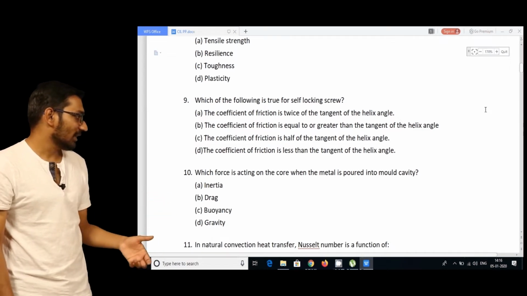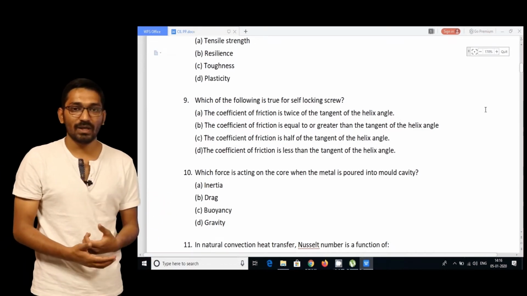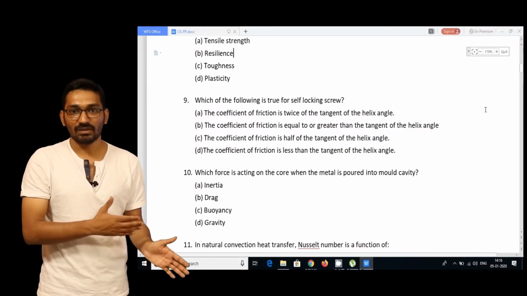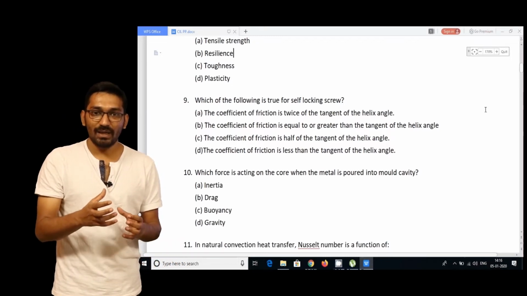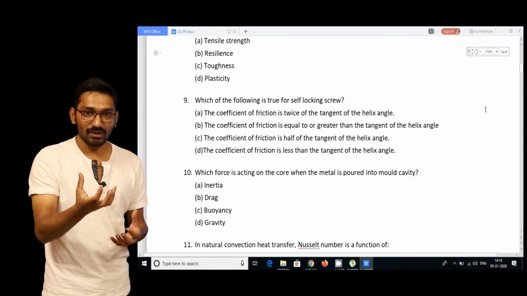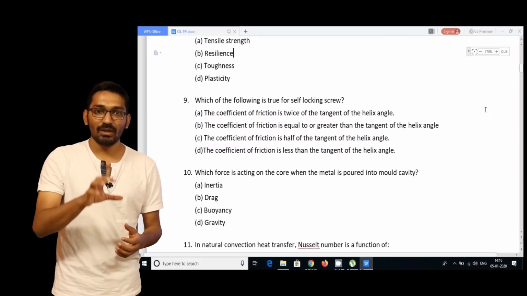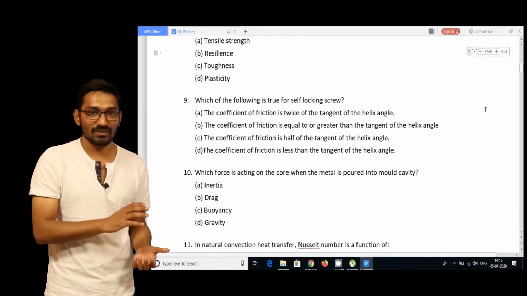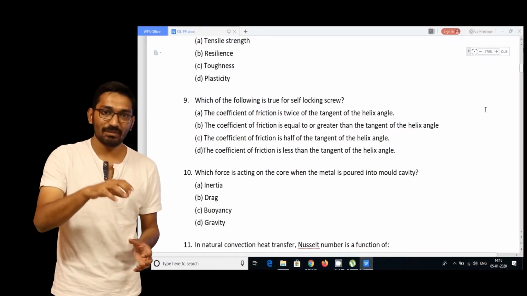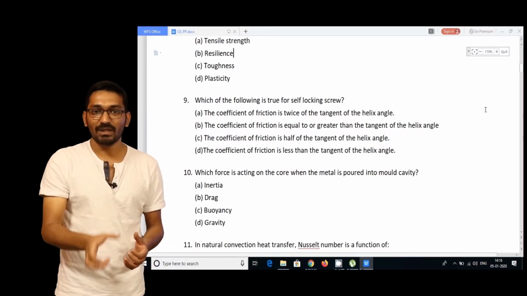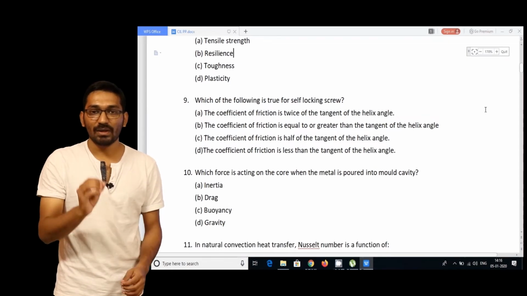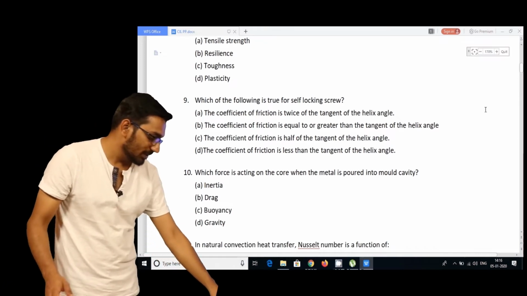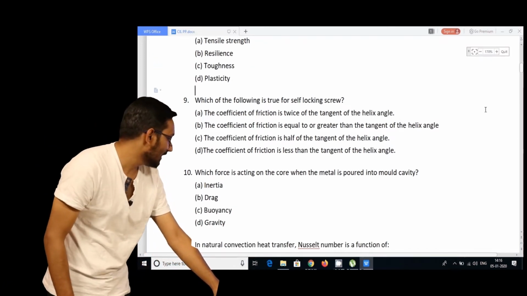Next is, which force is acting on the core when metal is poured into the mold cavity? Why is the core needed? This is a question on production engineering for the casting subject. Core is needed to make any hollow thing inside your casting. If you want to make some hollow tube or some hollow area inside your casting, for that core is needed. So if you pour metal, the core is completely submerged in that metal and a buoyancy force will be acting on that core. Right, so the option will be buoyancy force when the molten metal is poured inside the cavity.